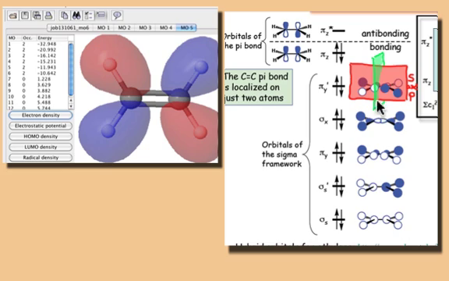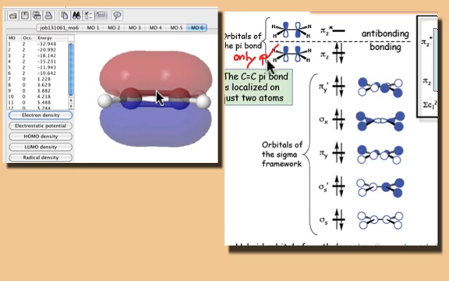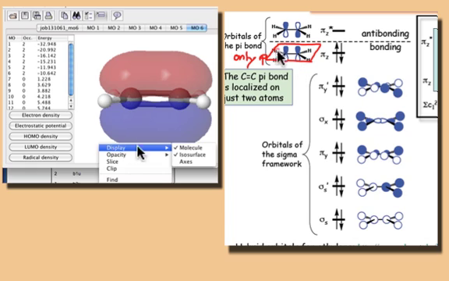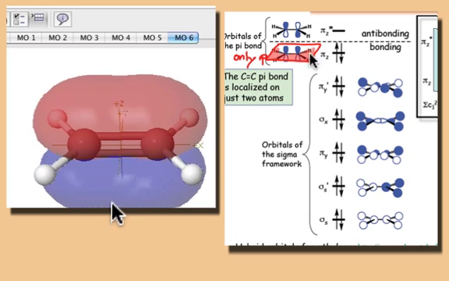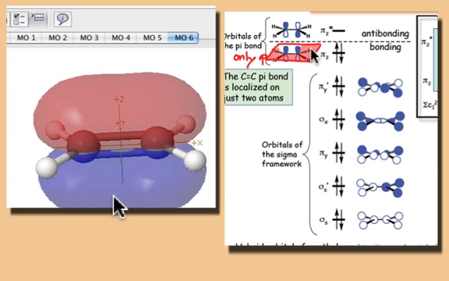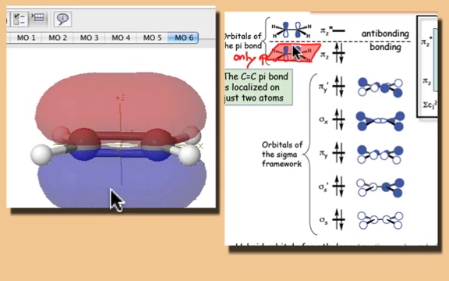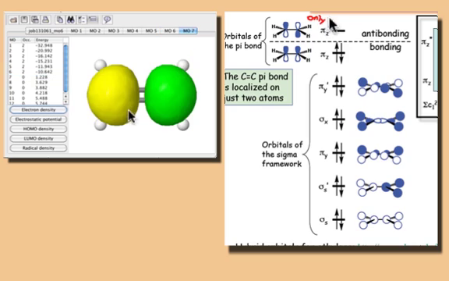Also part of the sigma framework. Now we move to the pi orbitals. These orbitals we're going to find have only p contributions. The hydrogen atoms don't make any contributions to these orbitals. The first pi molecular orbital has a nodal plane that is on the same plane as all of the atoms. And perpendicular to that is the z-axis, which is where the pz is located.